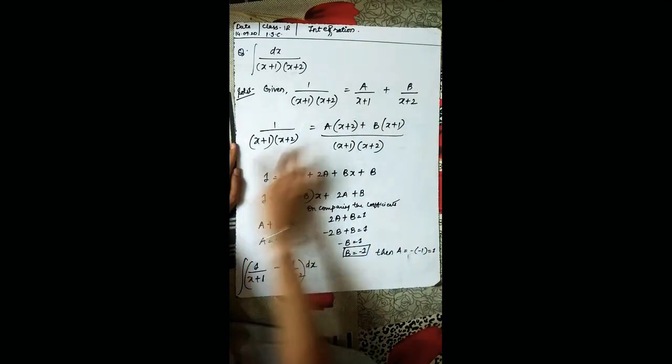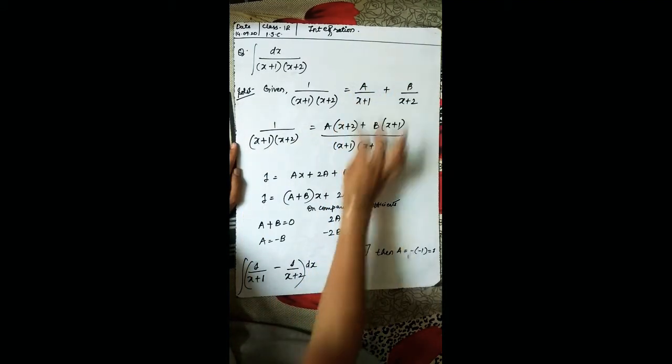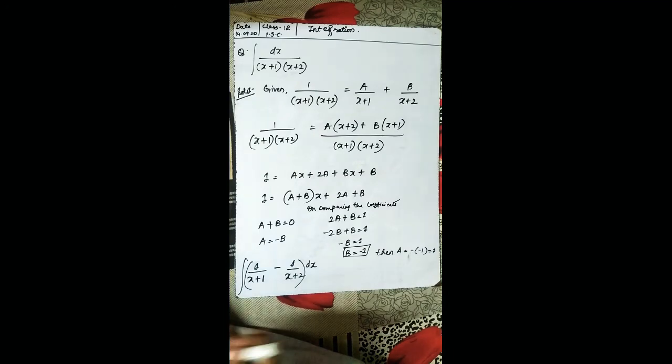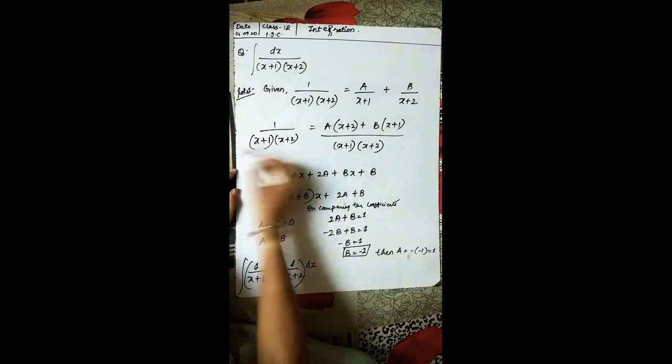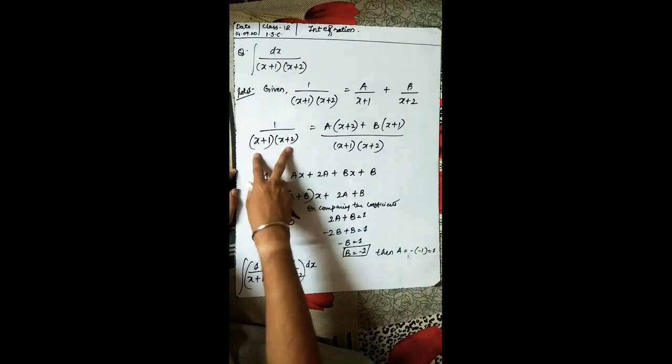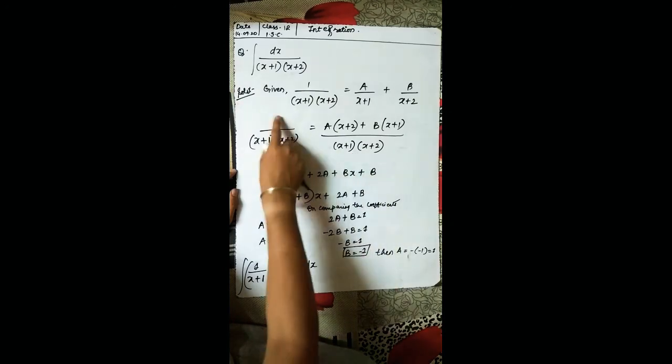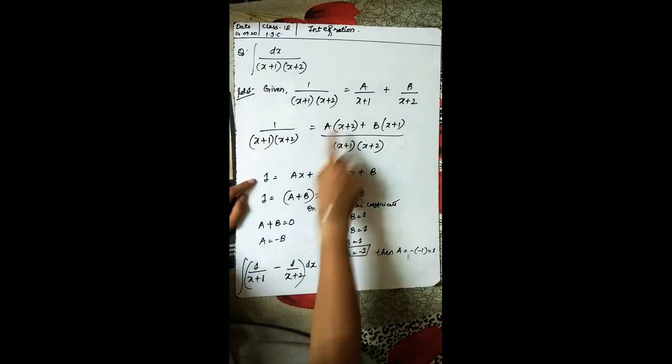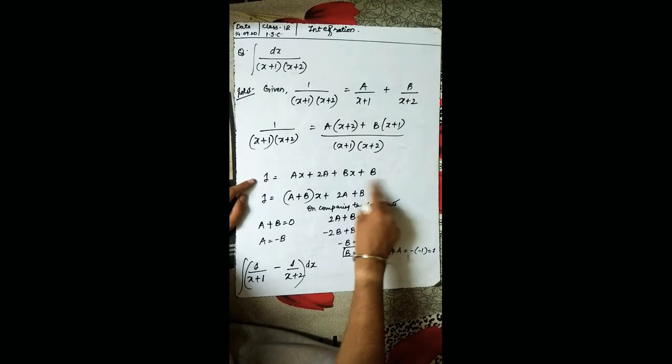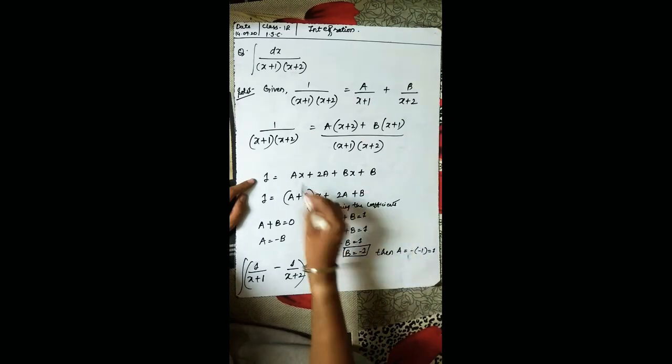Now take the LCM, so we'll get it like this. We can understand that these two will get cancelled, so I won't show that they both cancel. We just write 1 equal to, multiplying out directly, Ax + 2A and Bx + B.